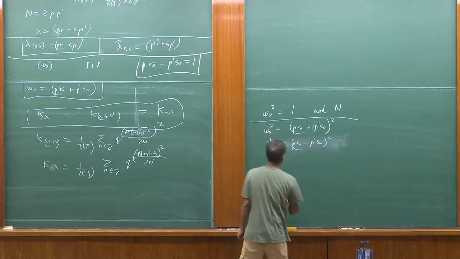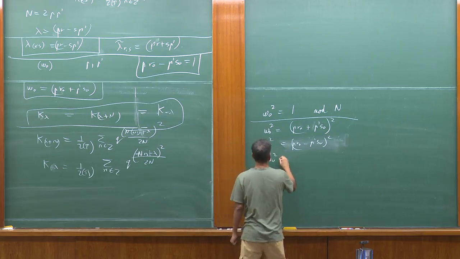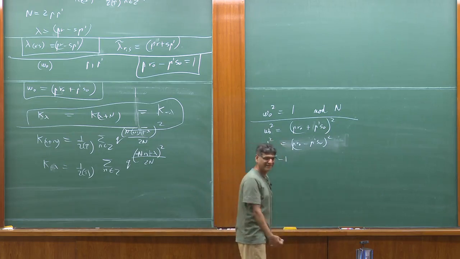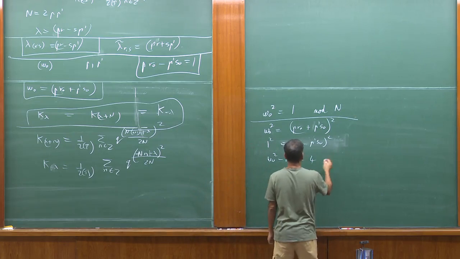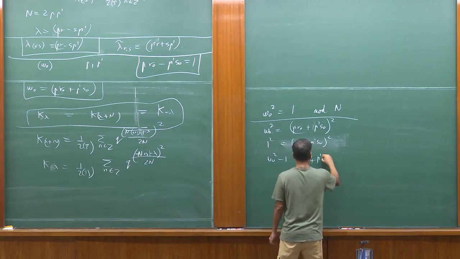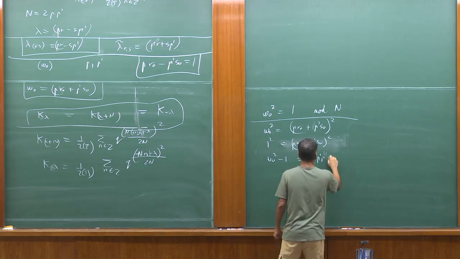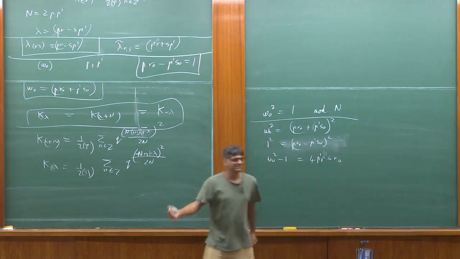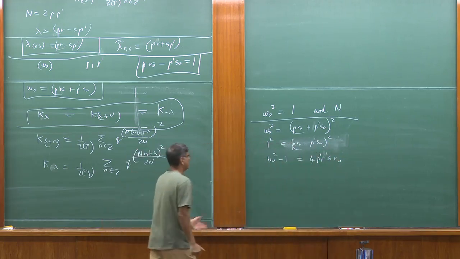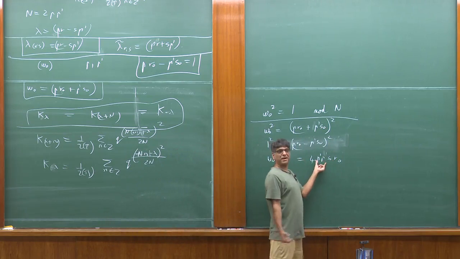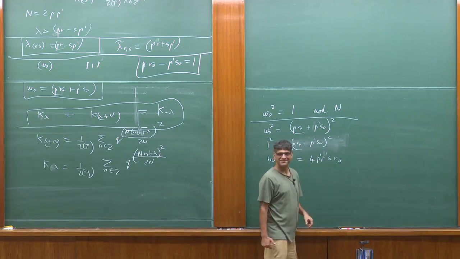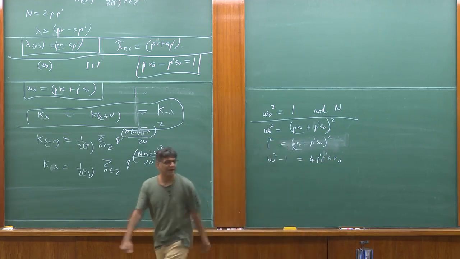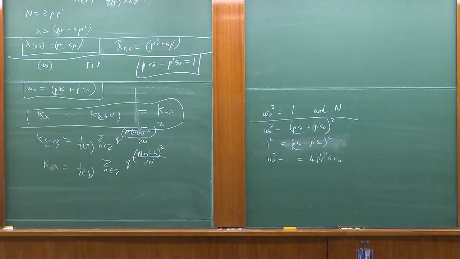Okay, and therefore omega naught squared minus 1 is equal to 4 p prime s naught r naught. But 2 p prime was n, and therefore omega naught squared is equal to 1 mod n. Is this clear? This is important because it's going to show us something that's always sort of obvious.